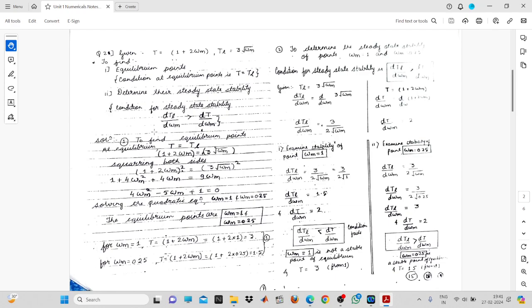So this is the condition for steady state stability. Now, if you find the motor torque slope is higher than the load torque, then that motor will never come back to its initial state. That will enter into the unstable state.